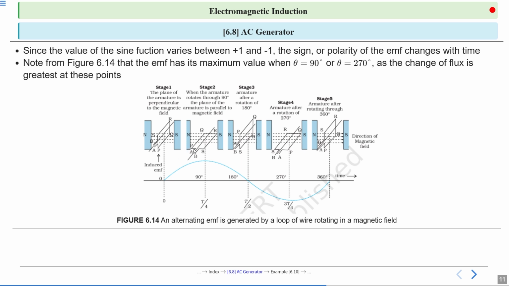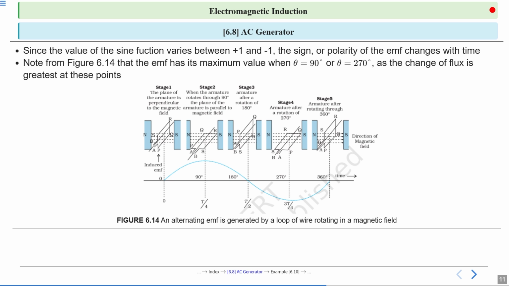To find the direction of current in SR, you have to point your fingers in the direction of motion. The motion is in the downward direction. So point your fingers downward and rotate them towards the magnetic field, that is from north to south. Now your thumb will give the direction of the induced current. Your thumb is pointing from R to S, so the induced current will be from R to S.